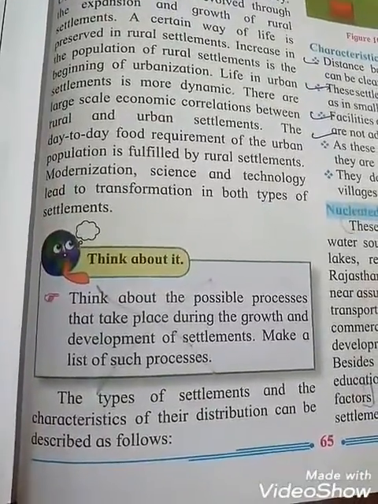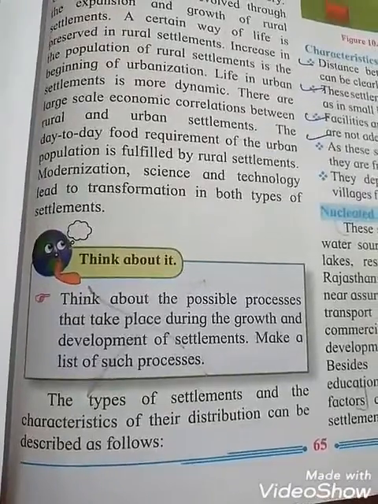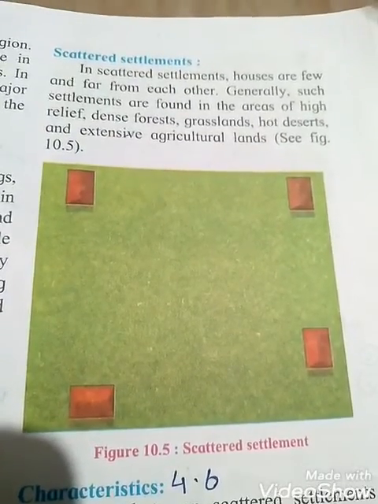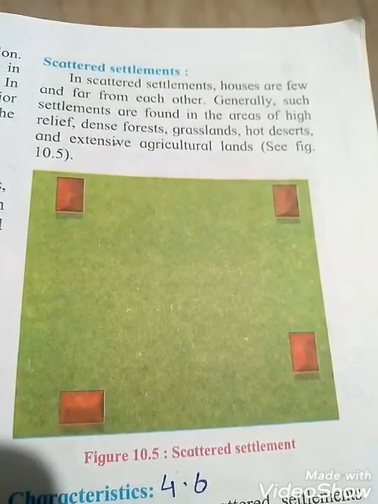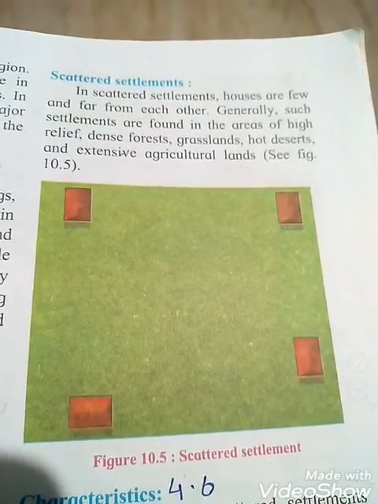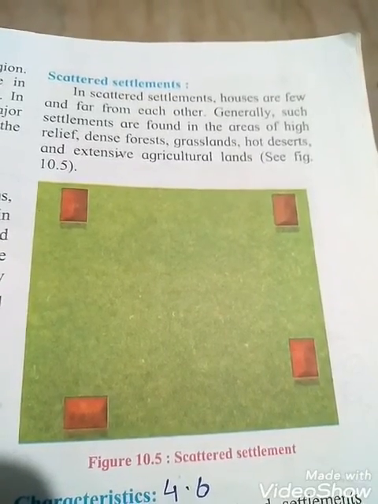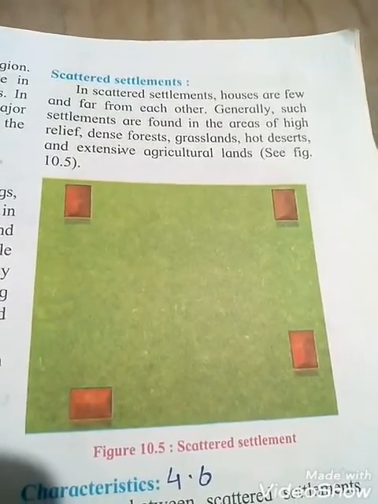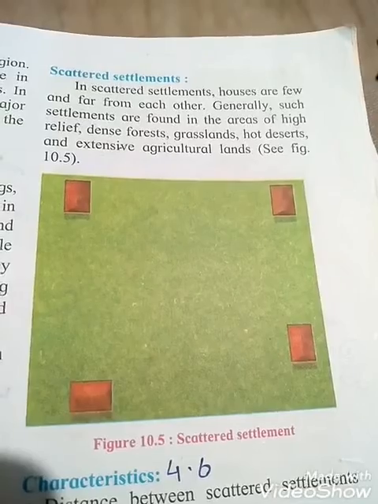The types of settlements and the characteristics, that means features of their distribution, can be described as follows. First one is scattered settlements. See, students, in scattered settlements, houses are few and far from each other, very far from each other. Generally, such settlements are found in the areas of high relief, dense forest, grasslands, hot desert and extensive agricultural land. See figure 10.5, it is a scattered settlement.